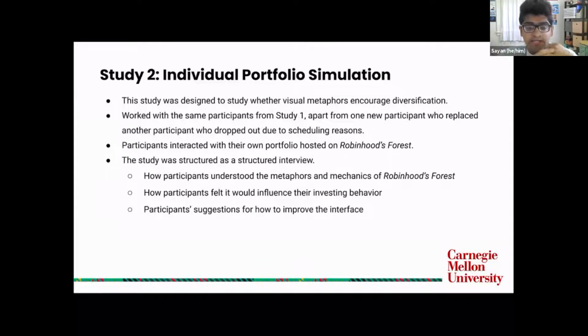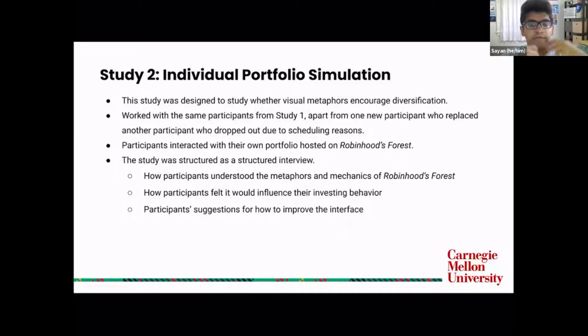Now, the concept validation study suggested that compared to traditional interfaces, an ideal game-like interface may improve investing behaviors by reducing trading frequency. This follow-up study was designed to study whether visual metaphors also encourage diversification. Recall that in the previous study, we used fictitious stocks and a fixed portfolio for investors, so we couldn't really study what participants wanted to do with their own portfolios. So in this study, we continued working with the same participants, apart from one who had to drop out due to scheduling issues. And we performed a structured interview with the Robinhood's forest interface.